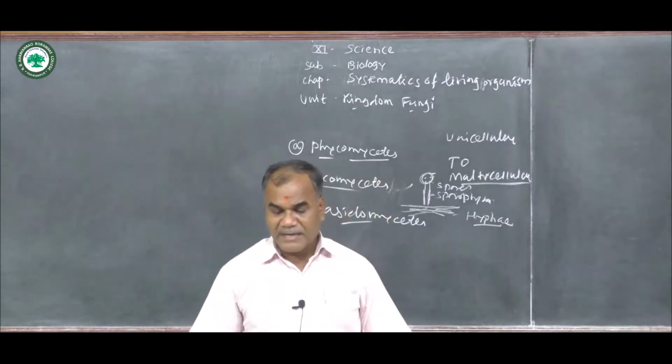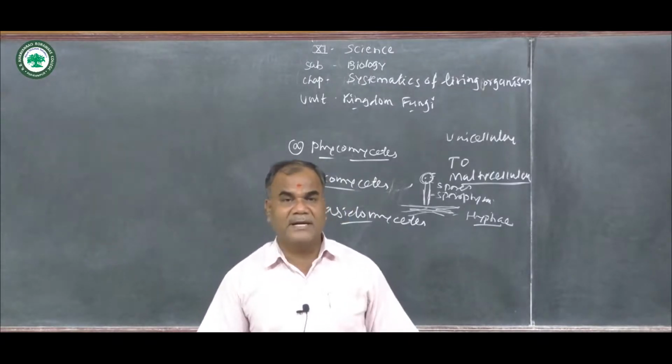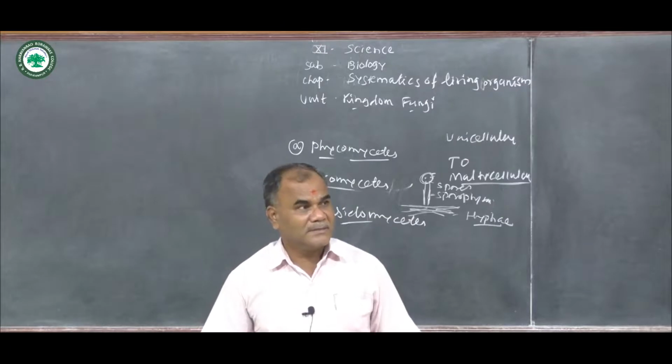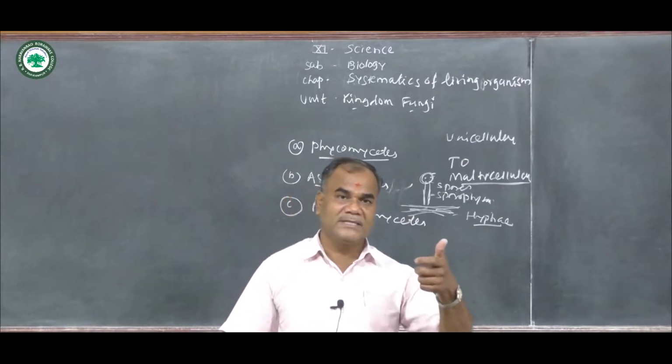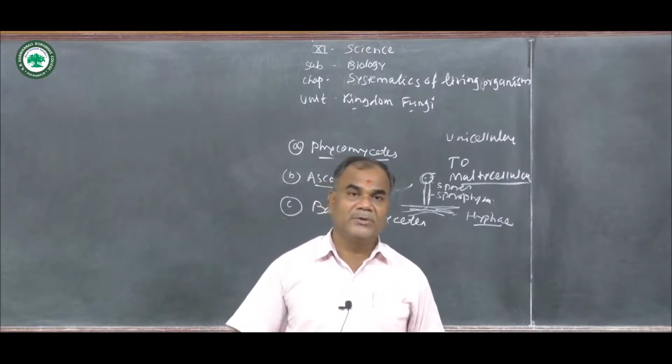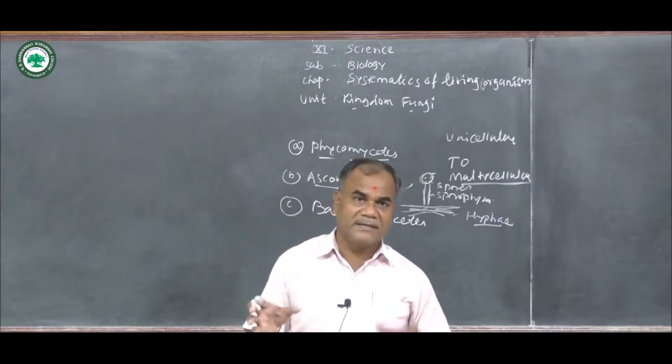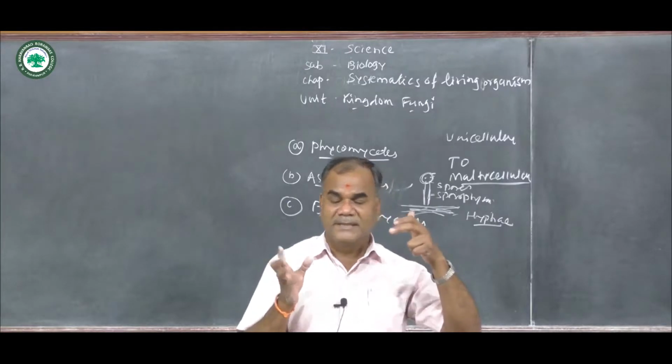It is also known as the bracket fungi. It will be grown on the bark of dead and decaying plants. If we look in the rainy season, this bracket fungi will be grown on the bark of the dead plant.